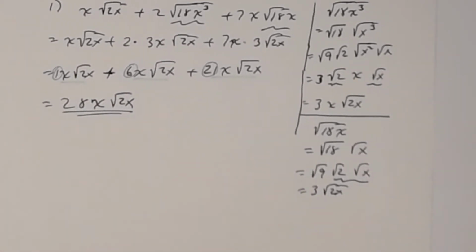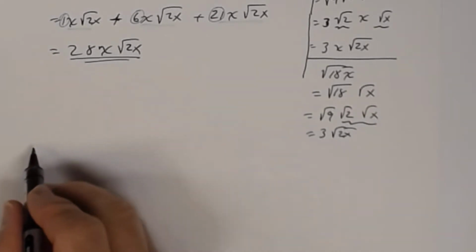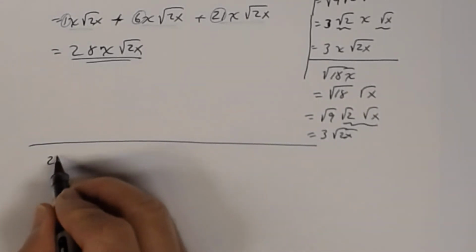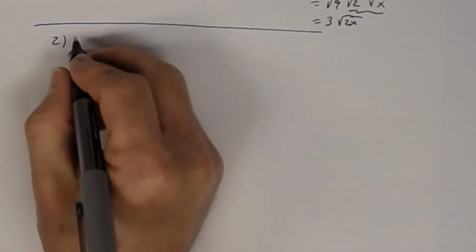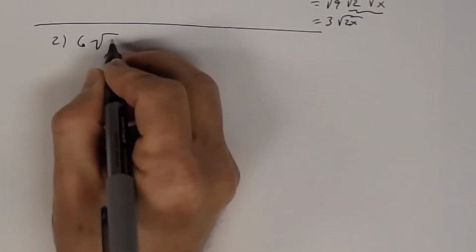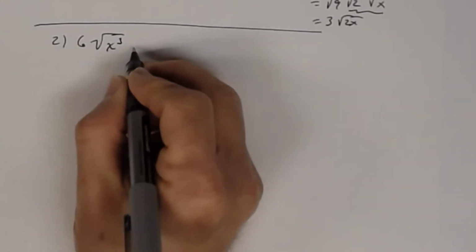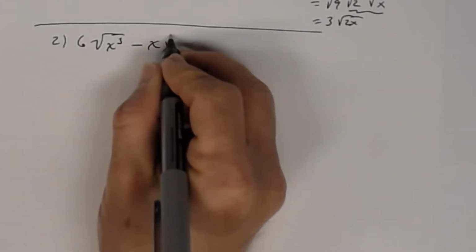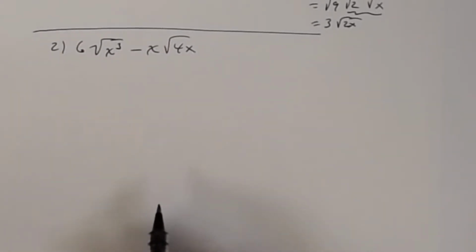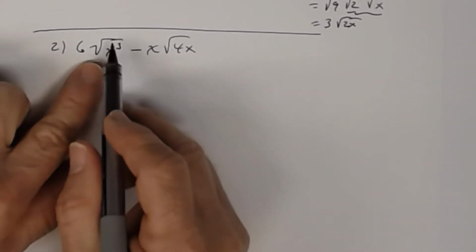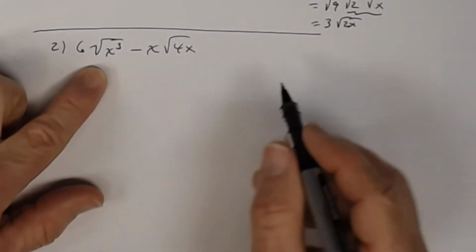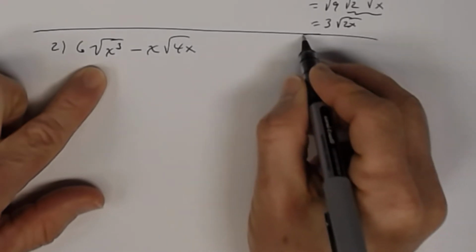Okay. Number 2, here's what we have for number 2. We have 6 square root of x cubed minus x square root of 4x. All right, so I have two terms. Let's talk about this one first. Let's see if I can simplify the square root of x cubed. So let's do the work here.